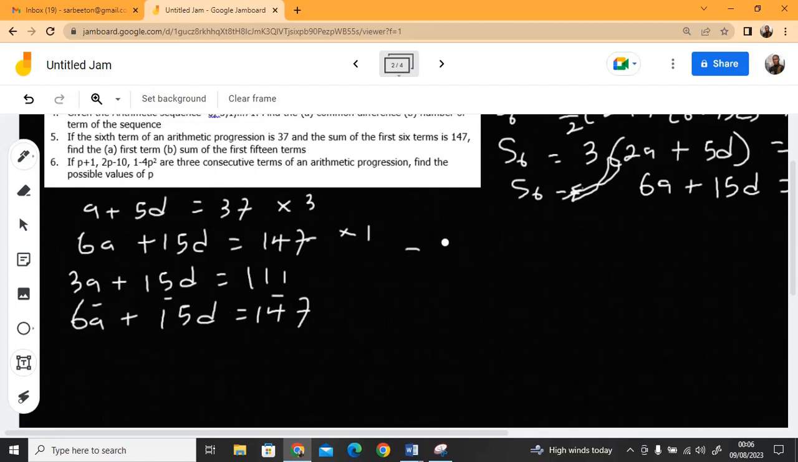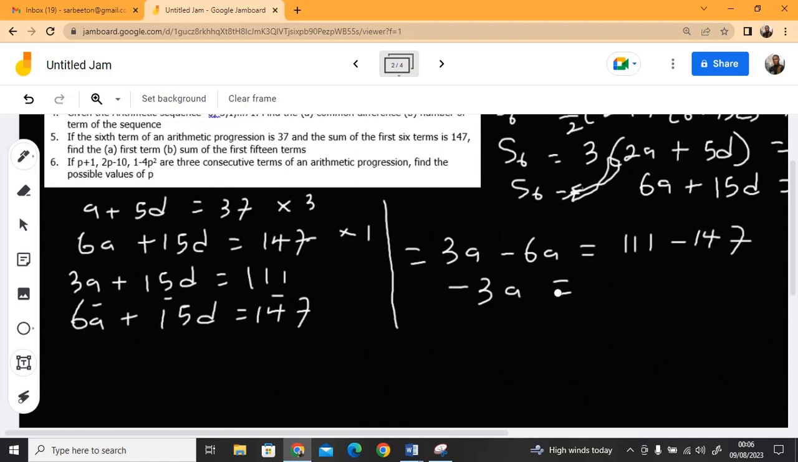So I'm going to have 3a minus 6a equals 111 minus 147. So 3a minus 6a is minus 3a, right? And 111 minus 147 will give us minus 36. So I'll divide both sides by anything that is with a, that will be minus 3. Minus cancels minus, 3 cancels 3, and 3 in 36 is what? 3 times 12 is 36, which means a is equal to 12.